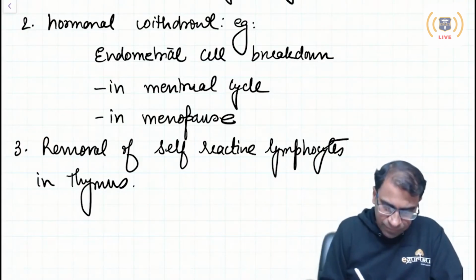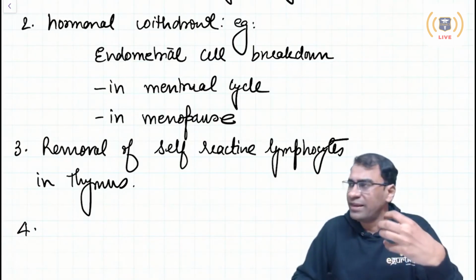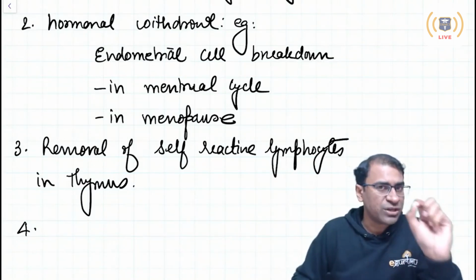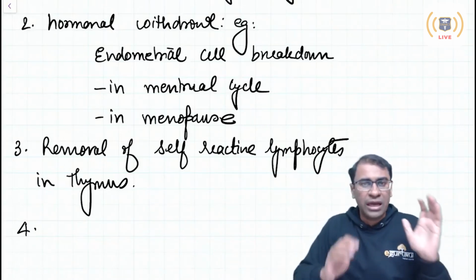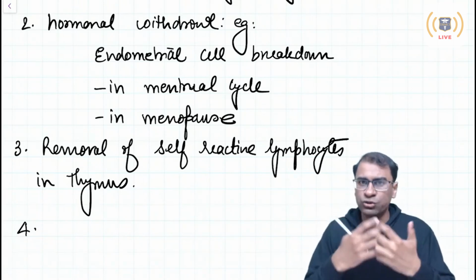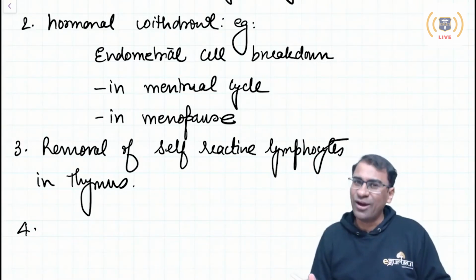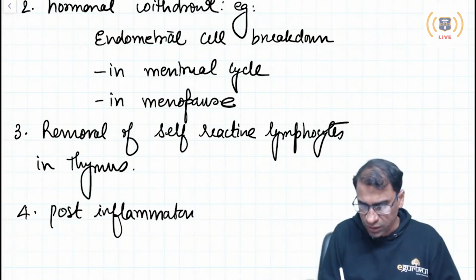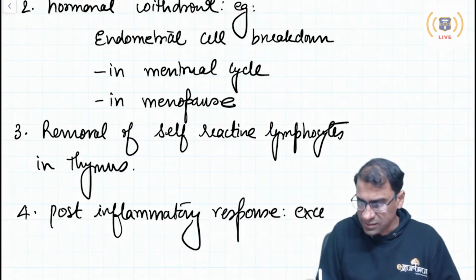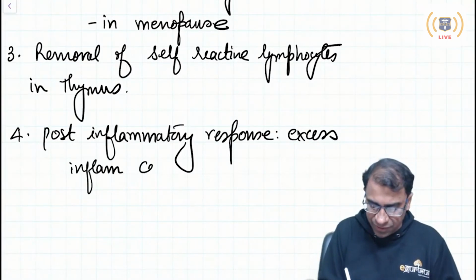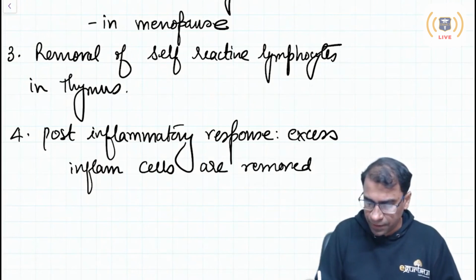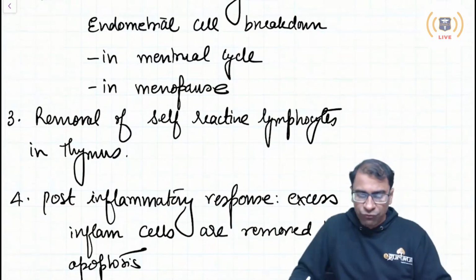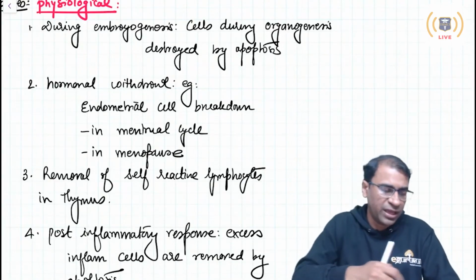Finally, in inflammation or any infection, the WBC count increases. The normal WBC count is 4,000 to 11,000, and during inflammation the count goes to 20,000, 30,000 or 40,000. After the inflammation is over, where does that excess WBC go? Do they go back to the bone marrow? No, they are all removed by apoptosis. That means in the post-inflammatory response, the excess inflammatory cells are removed by apoptosis. So these are four main causes. One of them is during embryogenesis.